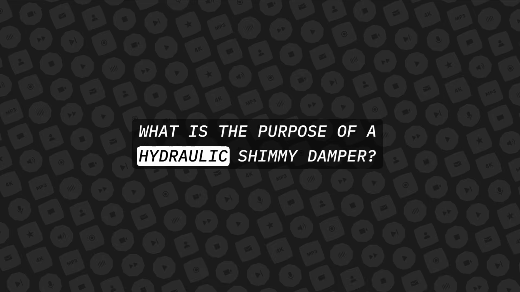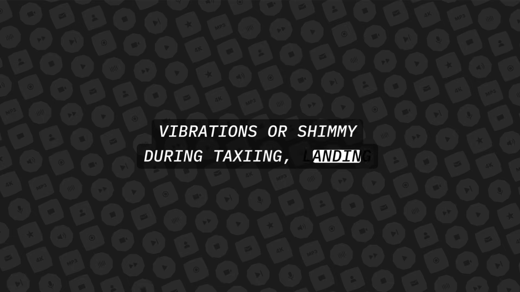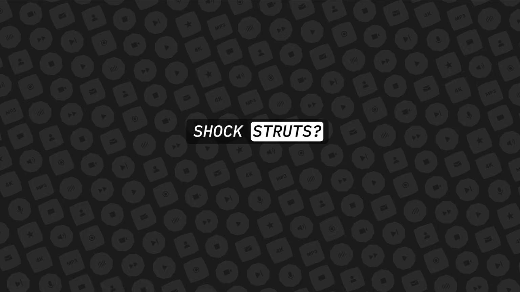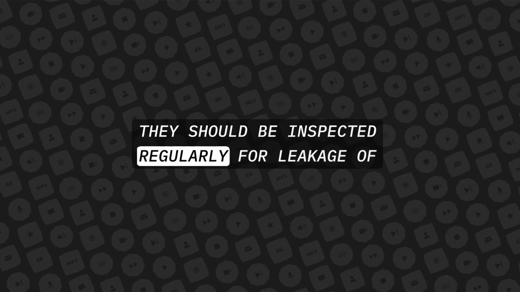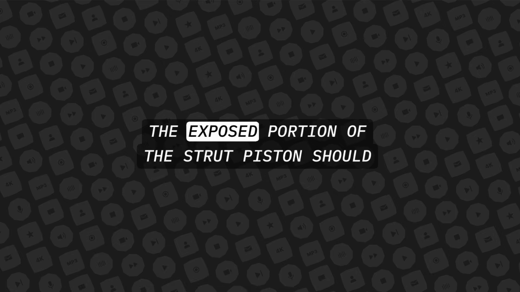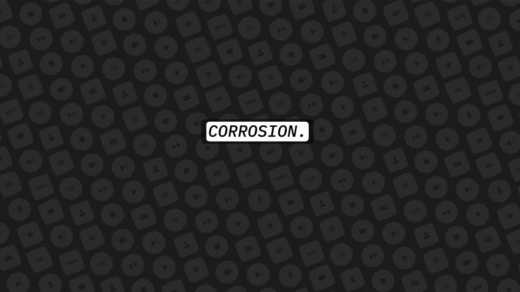What is the purpose of a hydraulic shimmy damper? It is a unit designed to prevent nose wheel vibrations or shimmy during taxiing, landing, or takeoff. What type of care should be given to landing gear shock struts? They should be inspected regularly for leakage of fluid and for proper extension. The exposed portion of the strut piston should be wiped clean daily and inspected for scoring or corrosion.